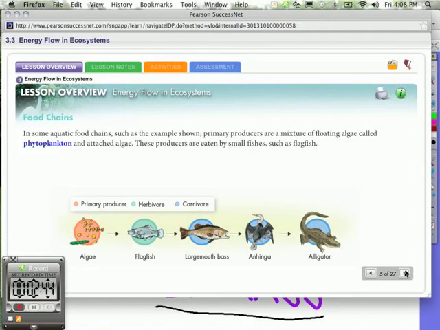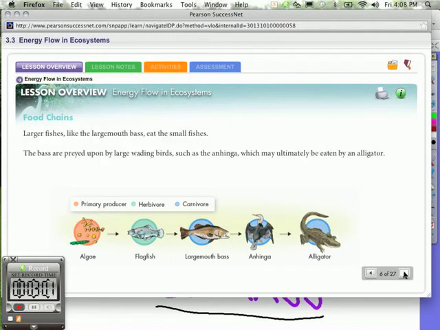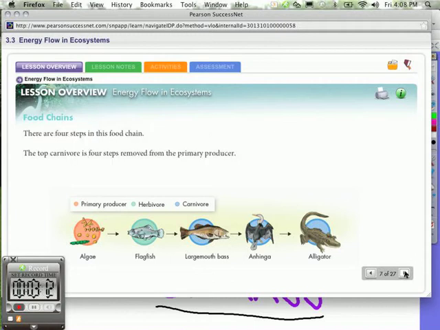In some aquatic food chains, such as the example shown, primary producers are a mixture of floating algae called phytoplankton and attached algae. These producers are eaten by small fishes such as flagfish. Larger fishes, like the largemouth bass, eat the small fishes. Then the bass are preyed upon by large wading birds such as the aninga, which may ultimately be eaten by an alligator. There are 4 steps in this food chain. The top carnivore is 4 steps removed from the primary producer.